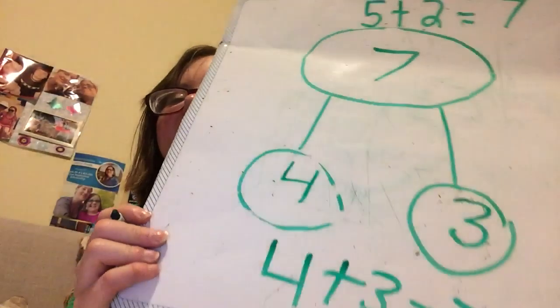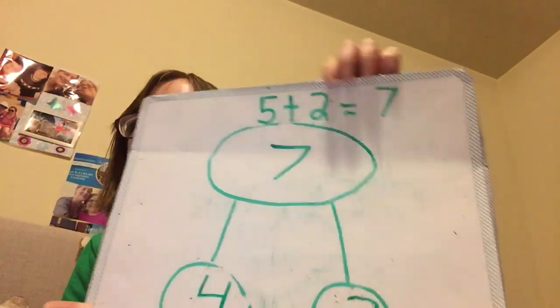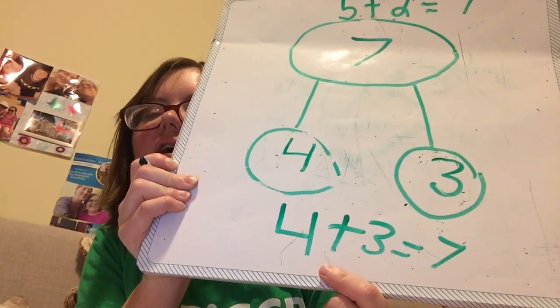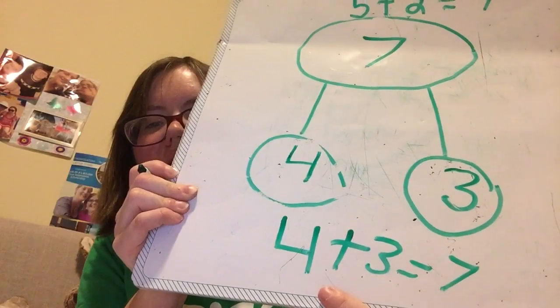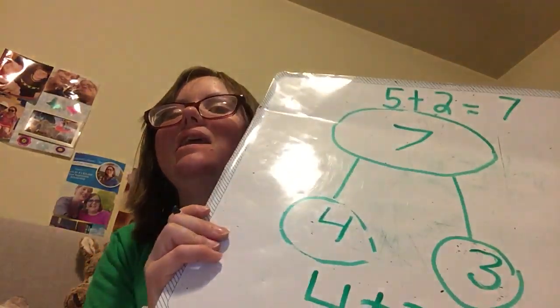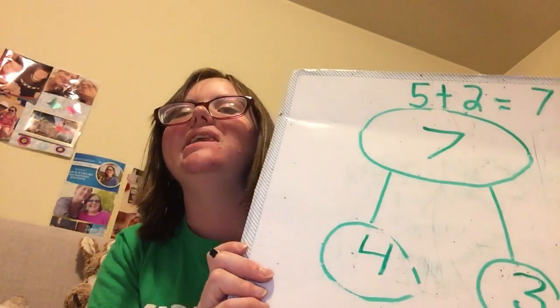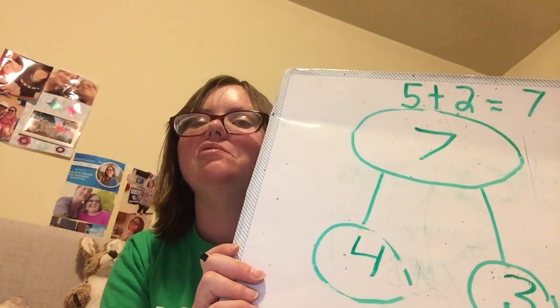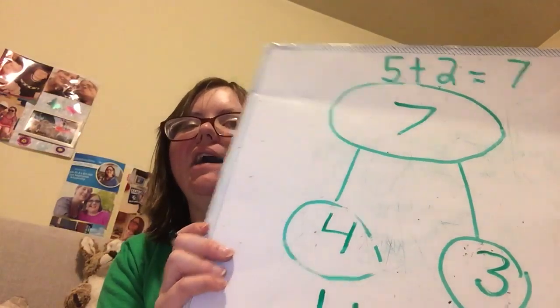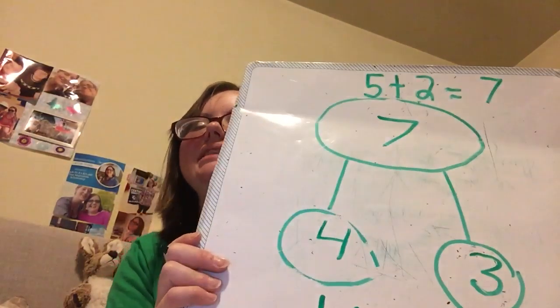Wait a second, that can't be, because we said that this number sentence equaled 7. Could this number sentence equal 7 too? It can? Oh, so just like we saw with the number 5, there's many different ways to make the number 7 as well.